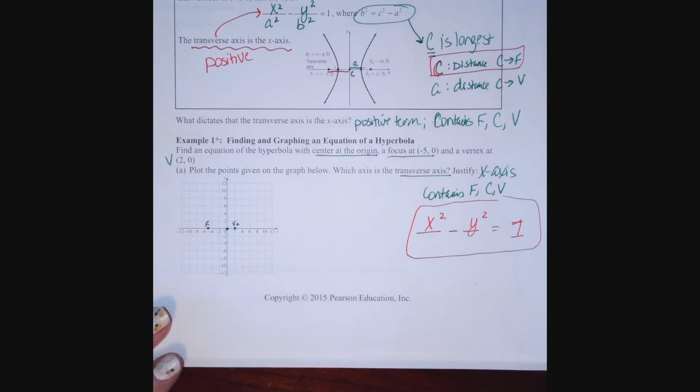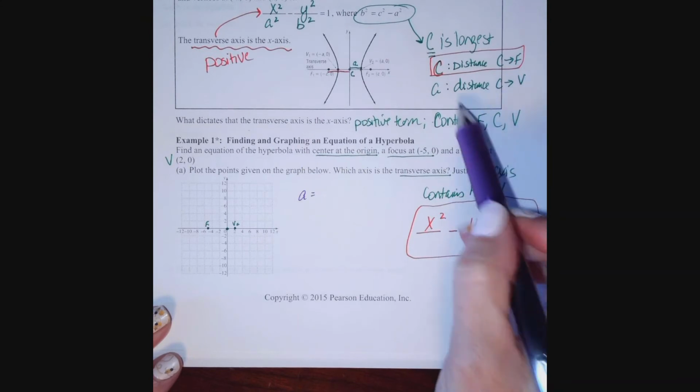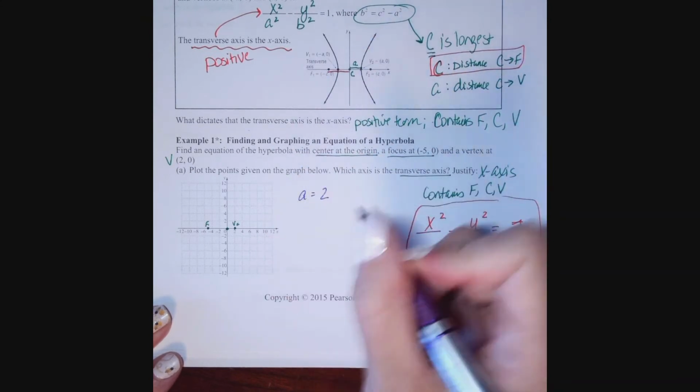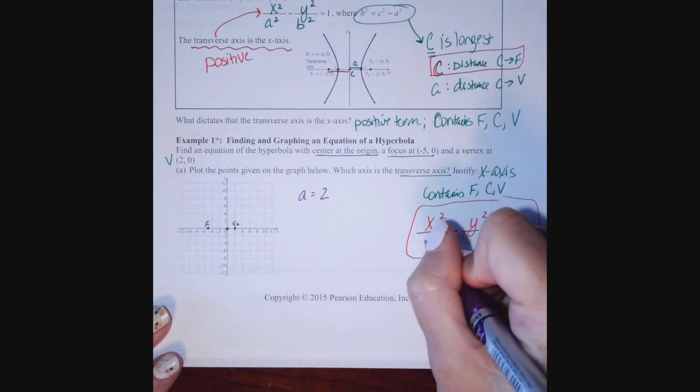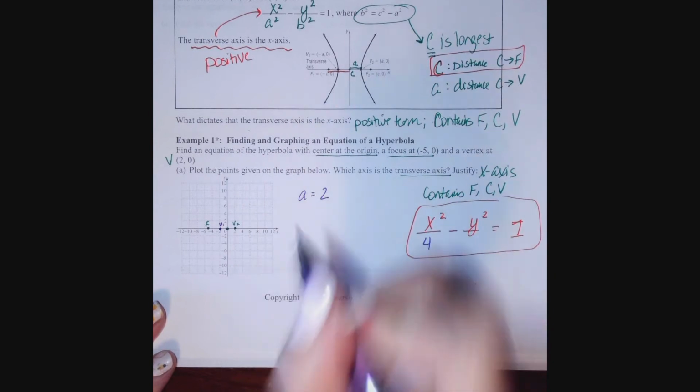So let's see what pieces we know. Well, we know that a is the distance from the center to the vertex. So a is going to be 2, which means a squared is 4. And my other vertex is here.